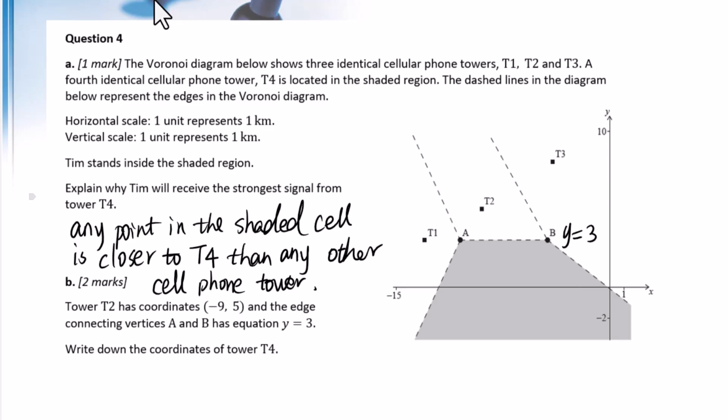AB is a perpendicular bisector between T2 and T4. Also, AB is a horizontal line. Let's draw a vertical line passing through T2, perpendicular to AB. T2 (-9, 5) and T4 both have the same x coordinate, -9. Same distance: 5 minus 3 is 2, so 3 minus 2 is 1. So we get coordinates for T4: (-9, 1).